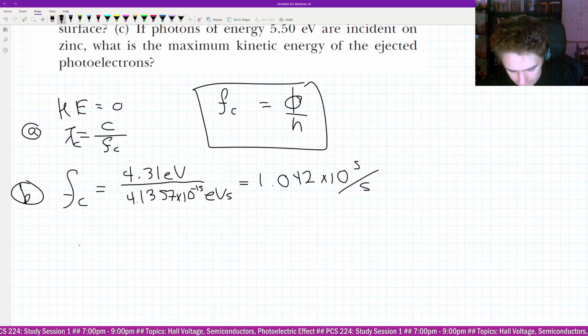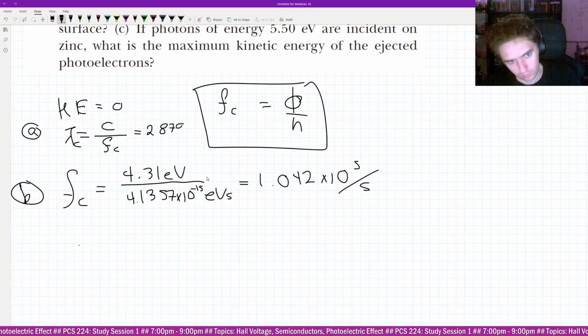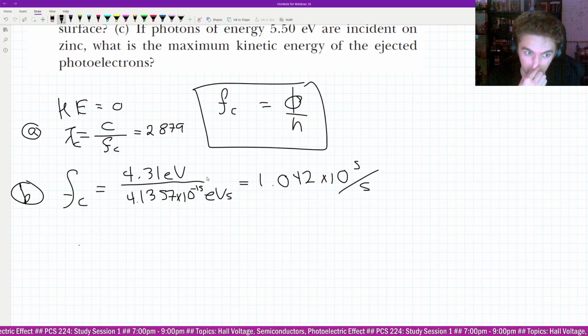So the speed of light is 3 times 10 to the 8 meters per second, and this is 1.042 times 10 to the 5. So that's 2,879 meters? That's a huge wavelength. What? That doesn't make sense. Meters per second. That does get me meters.